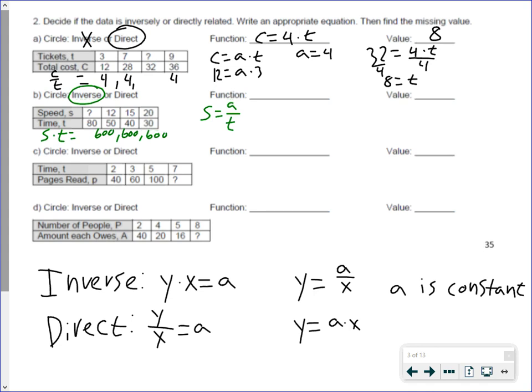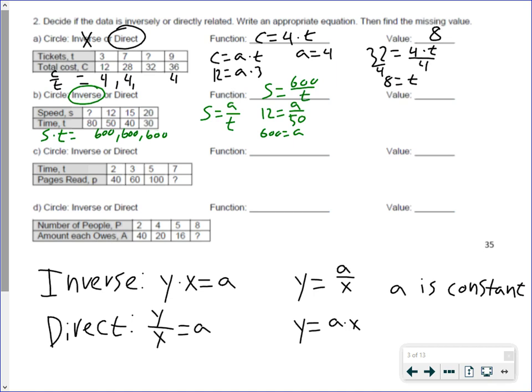Okay? So I have s equals a over t, and now I'm going to plug in a pair of points that I know of to solve for my a. So my s is 12 when my t equals 50. So when I multiply by 50 on both sides, I get that 600 equals a. So my general function for this problem is s equals 600 over t.